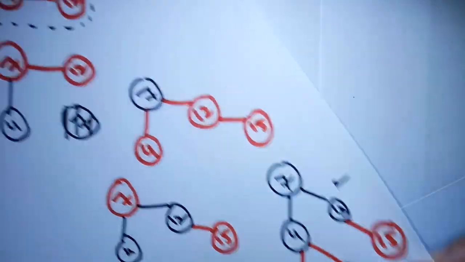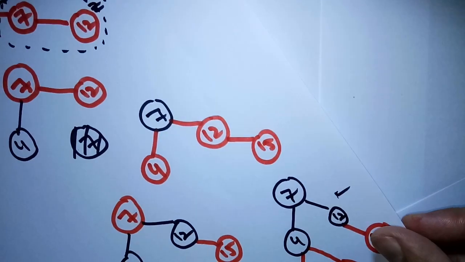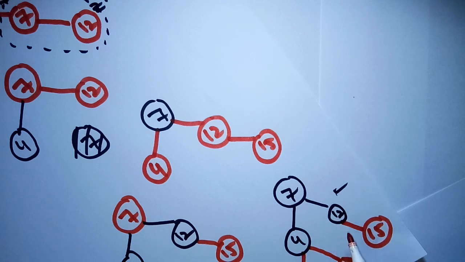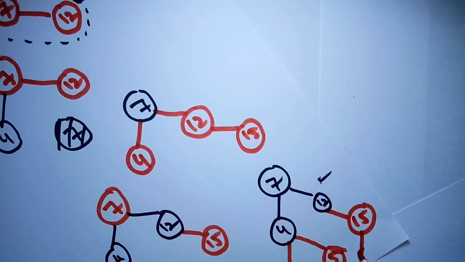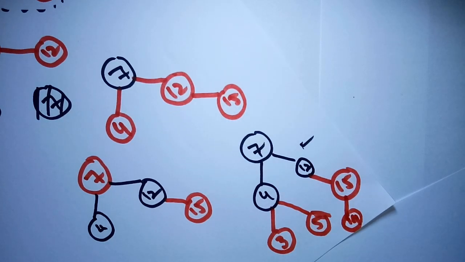So the next key value is 14. If we insert 14, it will go in the right of 7, in the right of 12, in the left of 15, right? Now this violates the property. Why? Because 15 is red and it cannot have a red child. So in this case we will check the rules now.